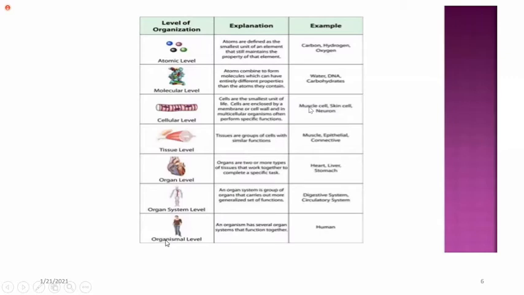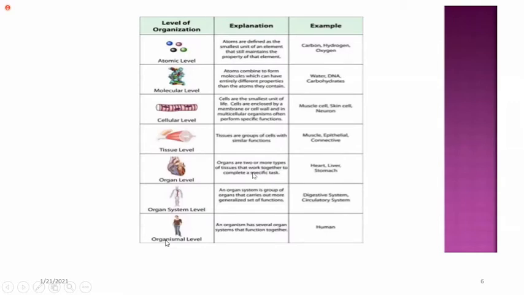Tissues are groups of cells with similar functions. So that comes the next level, that is tissue. A combination of muscle cells together will form muscles, and so on and so forth. Organs are two or more types of tissues that work together to complete a specific task.